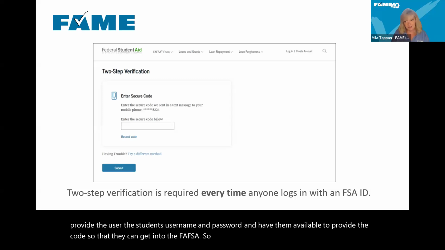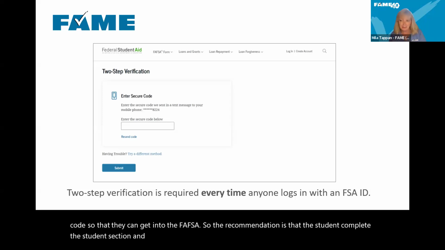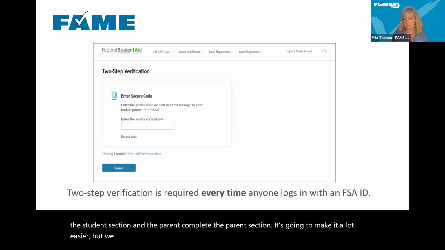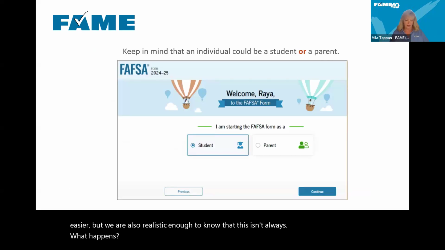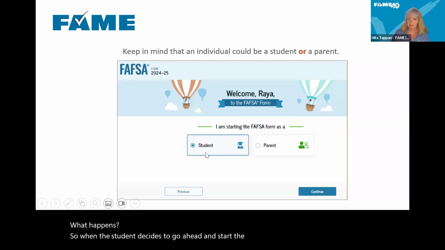So the recommendation is that the student complete the student section and the parent complete the parent section. It's going to make it a lot easier, but we are also realistic enough to know that this isn't always what happens. So when the student decides to go ahead and start the FAFSA, in this case, the student is going to select that they are the student.